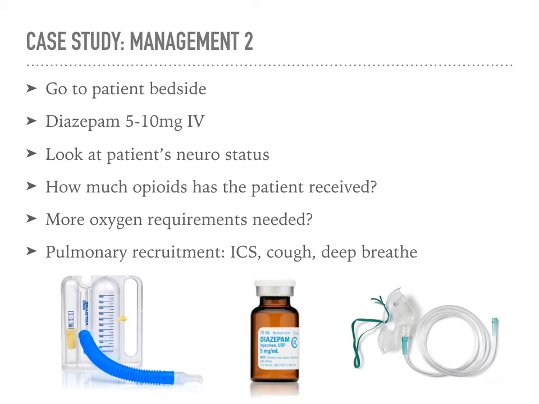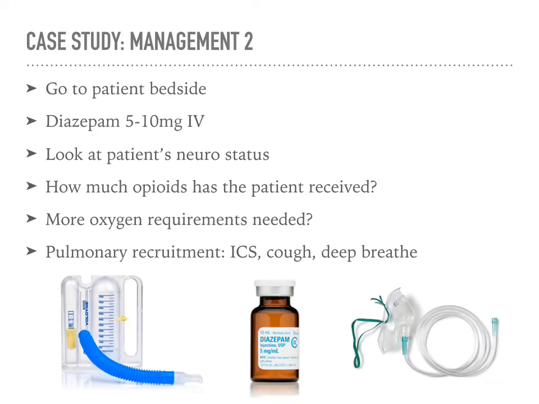So you would first go to the patient's bedside, and like we talked about, for muscle spasms, diazepam 5 to 10 milligrams IV really helps. So give that to decrease their muscle spasms. Check their neurostatus, are they really awake and alert? Are they able to communicate the way they communicated before? Check how many opioids they got, are they having some respiratory depression because they're very sensitive to opioids?